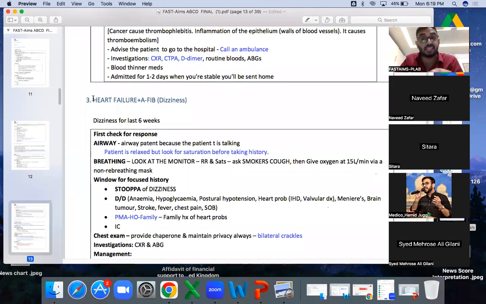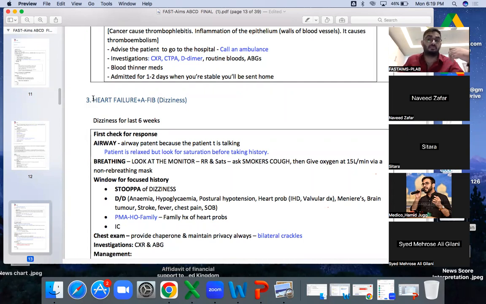So if you do not take the history, you will never know it is atrial fibrillation. The atrial fibrillation is already going on. It's a chronic atrial fibrillation patient. So you need to learn to take the history. You will start with your ABCDE. He's alert, so the airway will be patent. You will start with your breathing approach. Similarly, you will give oxygen because oxygen will be low.